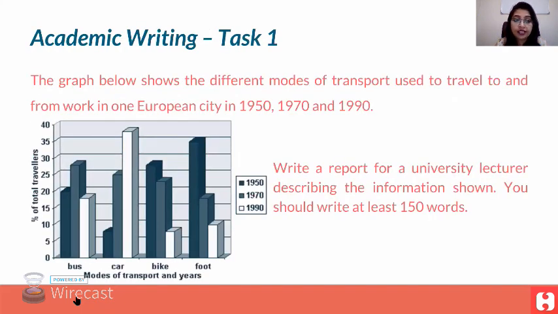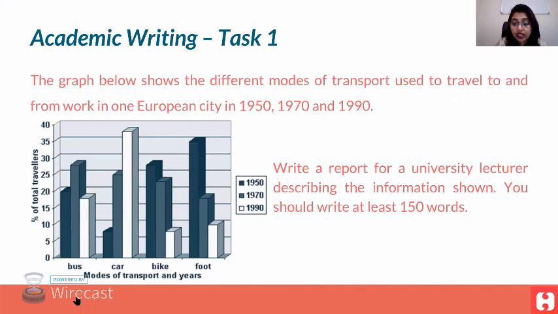Now, this is an example that deals with academic writing task 1. The graph below shows different modes of transport used to travel from work in one European city in 1950, 1970, and 1990. Herein we have 3 different years and modes of transport. If I see bus, the first thing I see, it shows me 3 bars. The transparent bar represents the year 1990. A bit darker one is 1970, and the darkest one is 1950. So make sure that you read your graph properly. Based on this reading of the graph only, you will be solving the entire question paper.